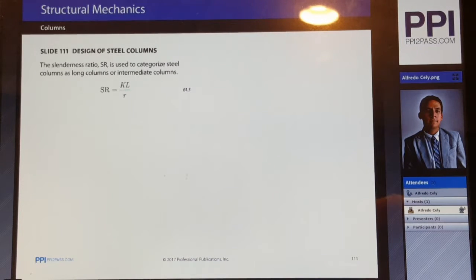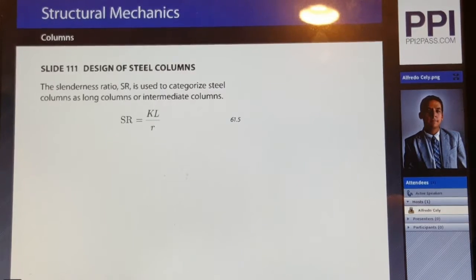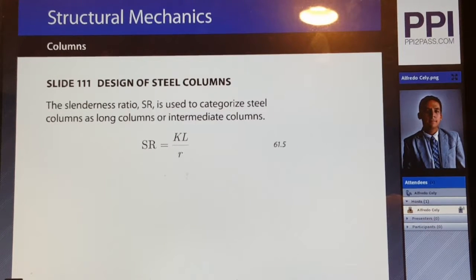Here we see the slenderness ratio, which is known as SR, and this is used to categorize steel columns as either long columns or intermediate columns. So let me zoom in so you can get a better look. This is equation 61.5 of the CERM, where K equals the effective length factor, L equals the actual length, and r equals the radius of gyration.